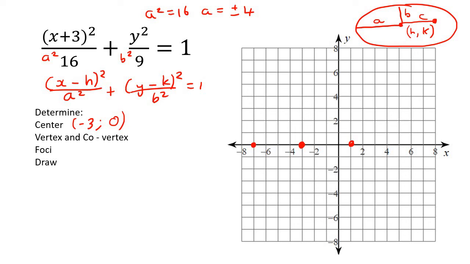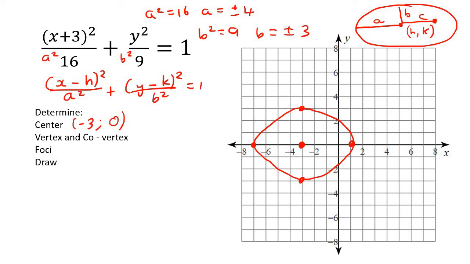Then for the b, we'd have to go up and down, so that would use this one. So we would say that b squared is equal to 9. So if you take the square root, you'd get positive and negative 3. So you'd go 3 up from the center, 3 down from the center, and there we go. We can now draw the ellipse.